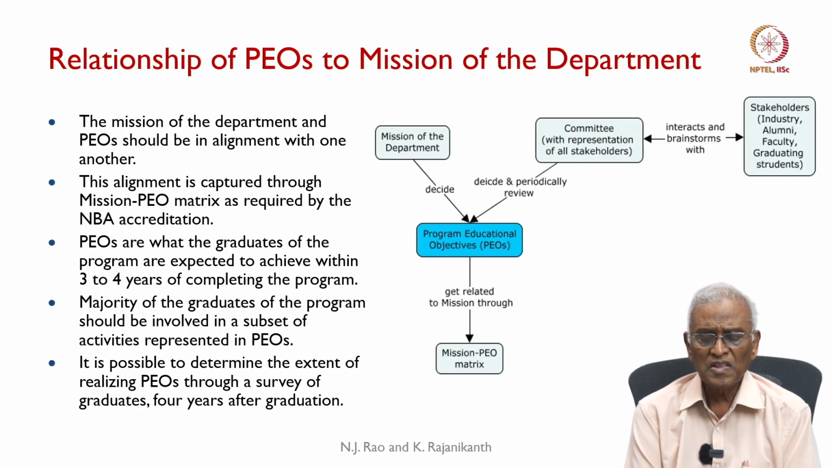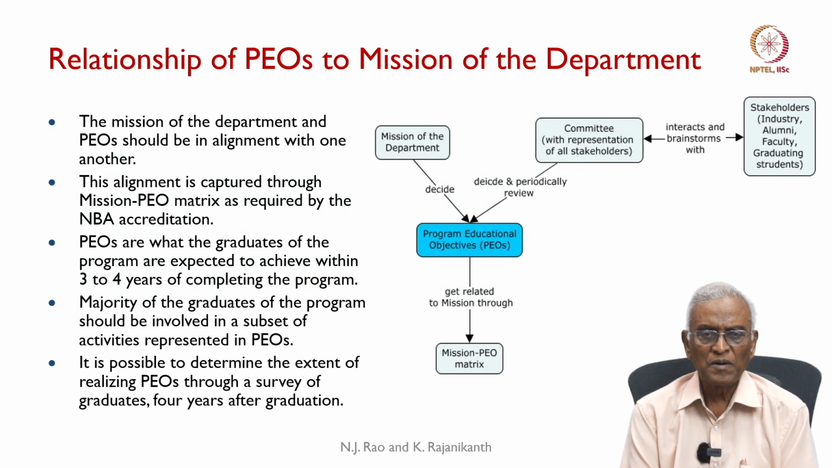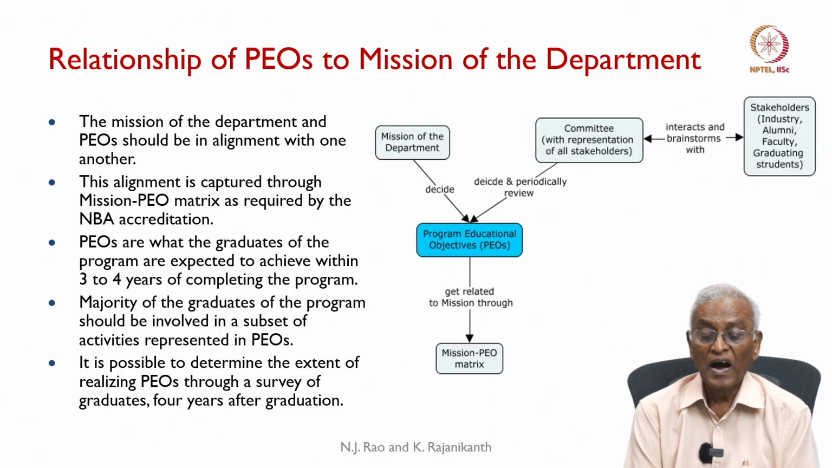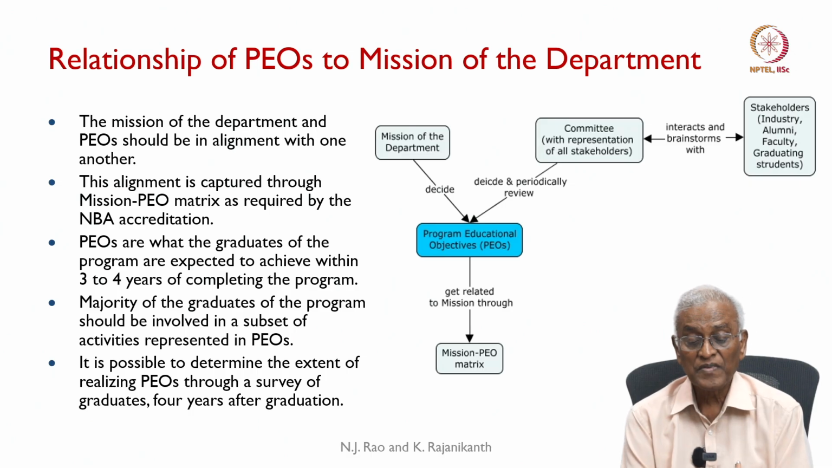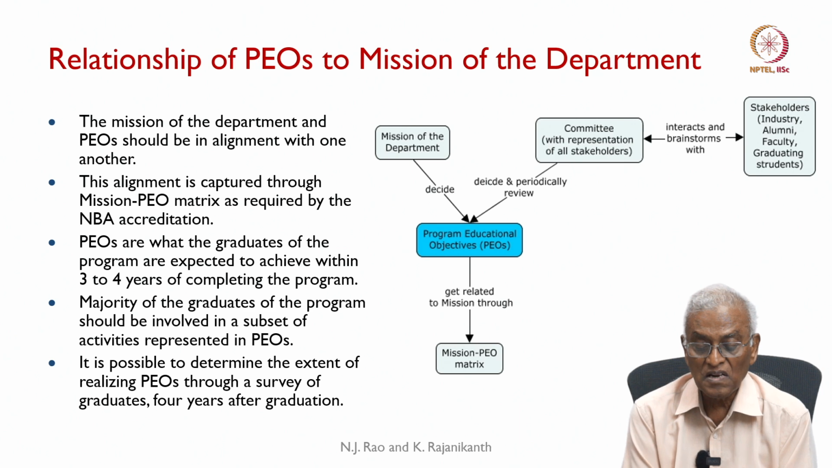If you have one or two representatives of the 4th year students in the committee, it is a committee that will look at it. For example, they can give feedback based on their experience. If you think that something is to be modified, or their vision of what ought to be in that, all that can be expressed in this committee. And this committee and the mission of the department, which was already decided earlier, will together decide the program educational objectives.